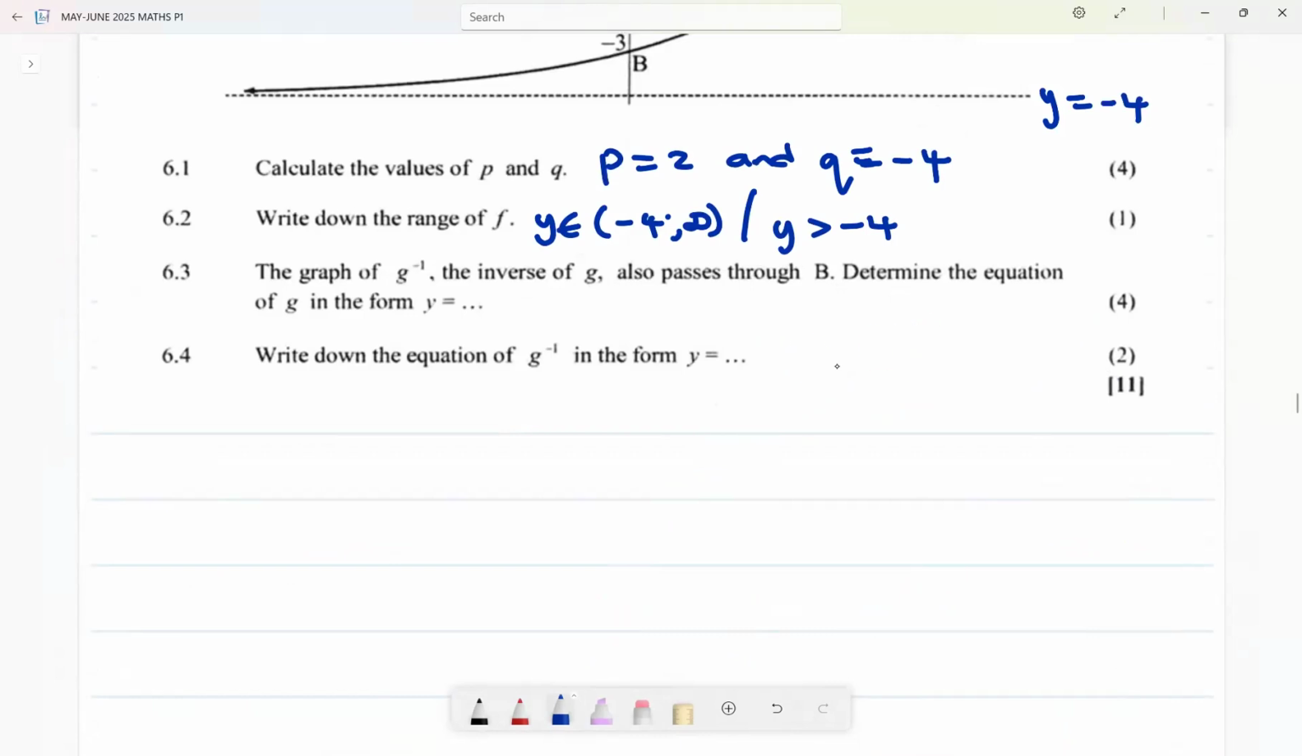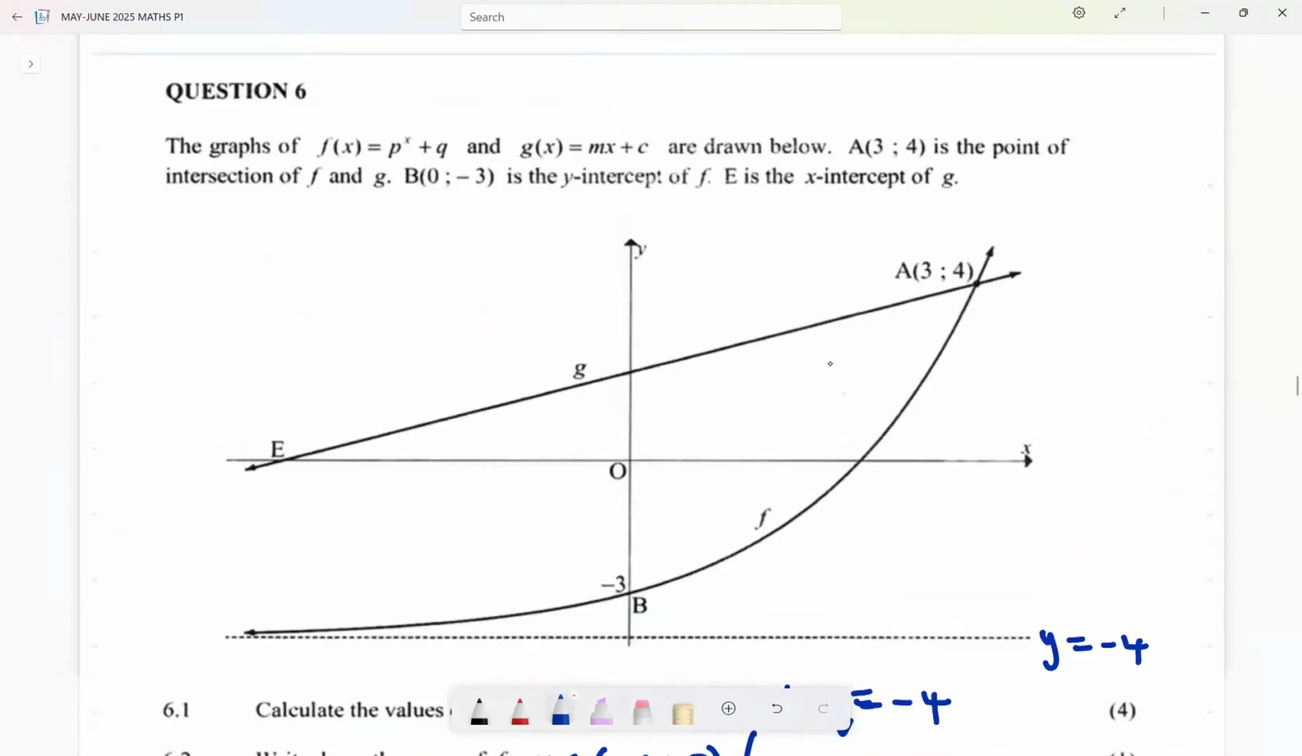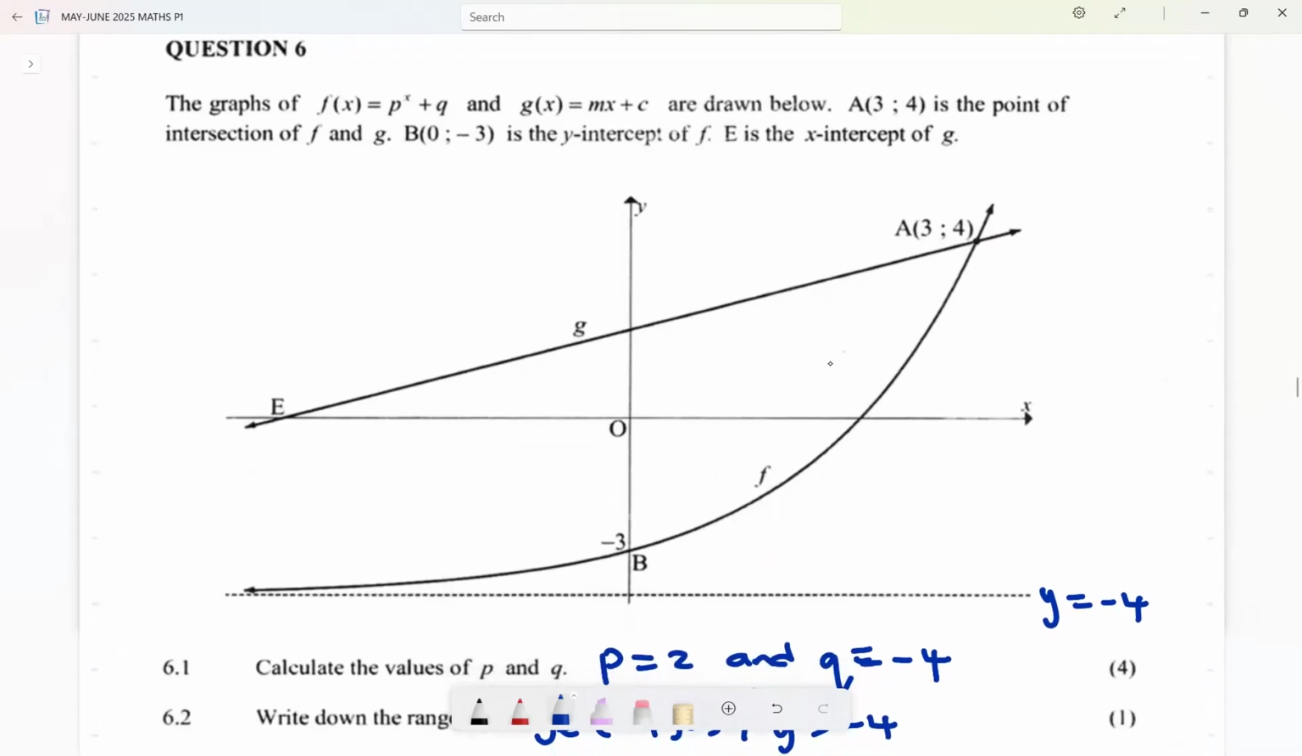They just say determine the equation of G in the form of y. Okay, the equation of G. G is this one. I don't know why they talked about G first. They should have just said determine the equation of the inverse. Then we need to find the coordinate of E first before we can find that. But how can we find the coordinate of E? E is a point on this graph, guys.